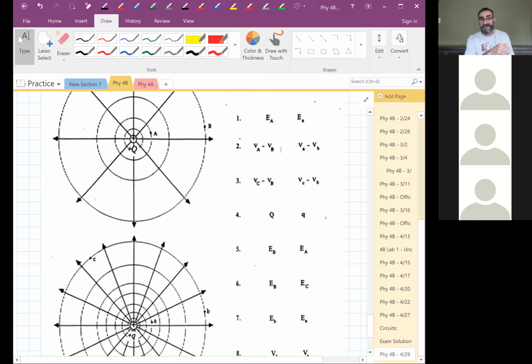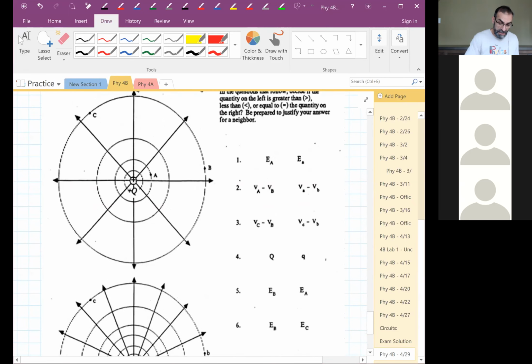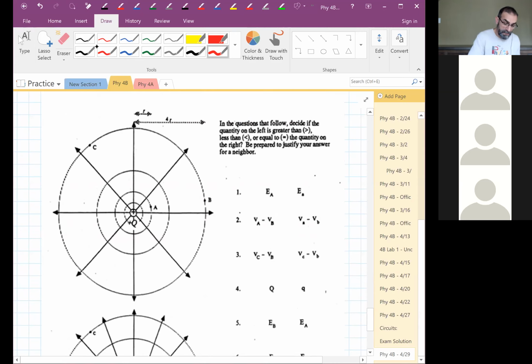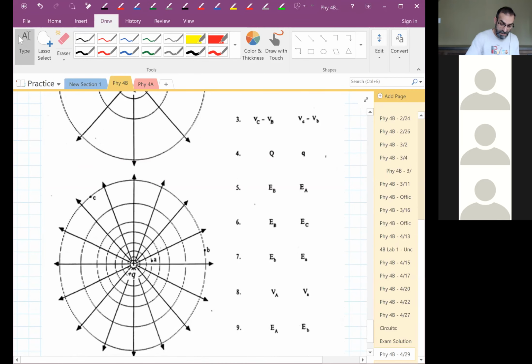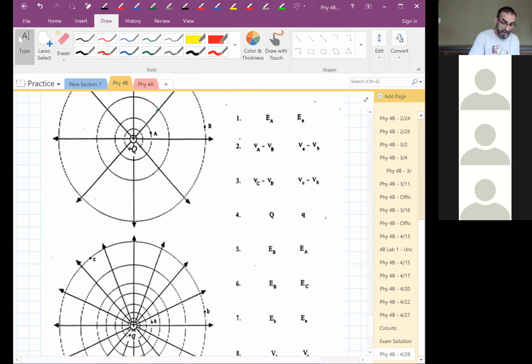So we can just count field lines, right? Electric field lines. The ones with the arrows here are the electric field lines coming out. And so this one has 1, 2, 3, 4, 5, 6, 7, 8 field lines. And the other one has a lot more than that, right? So lowercase q has more charge than capital Q.